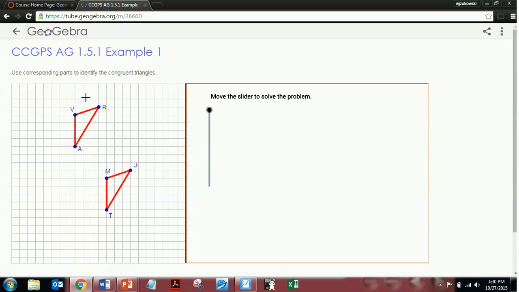I want you to interact with these points and see if you can find some type of relationship, some type of pattern going on here. Use corresponding parts to identify the congruent triangles. You're going to move this slider down. It's going to reveal some things to you. And then we're going to bring it back together and review what you just found out. So pause it. Come on back.